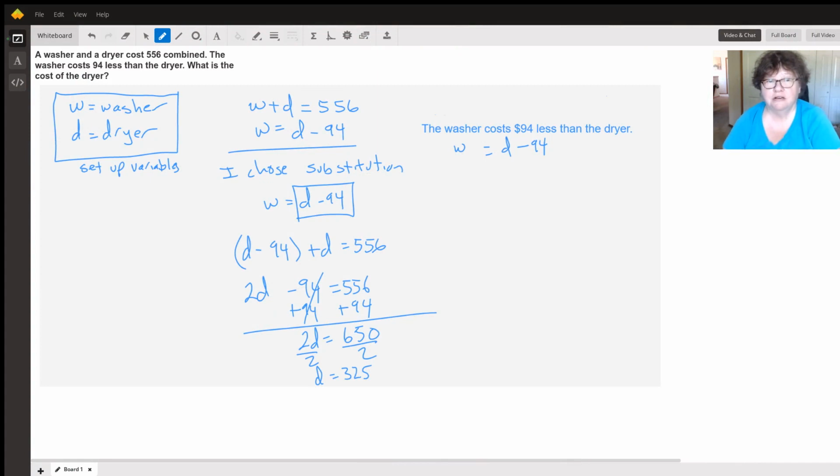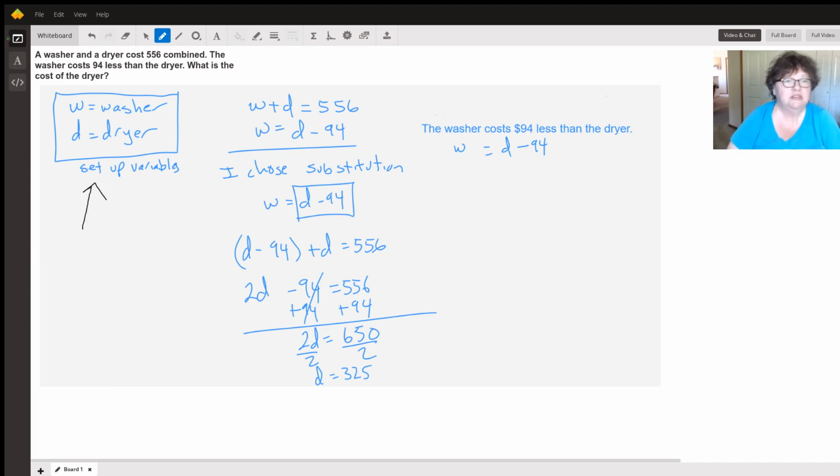You get a word problem here, and you have two things you're talking about, a washer and a dryer. So I want to do it this way live so you could see what my thinking was. The very first thing I did was set up the variables. You'll always see me doing that first. I just went with W equals the washer, D equals the dryer, just because it helps my brain.